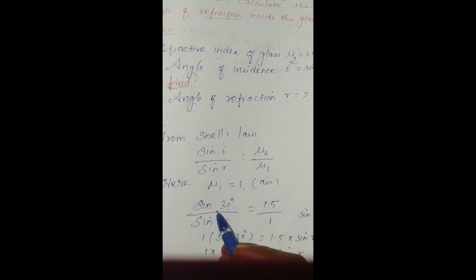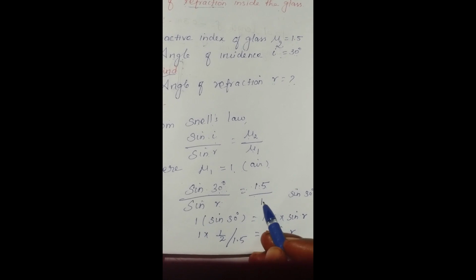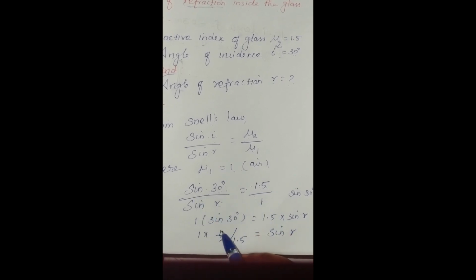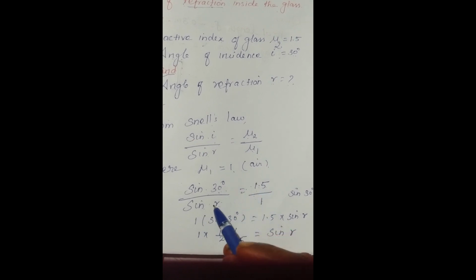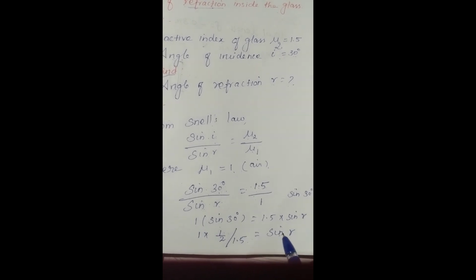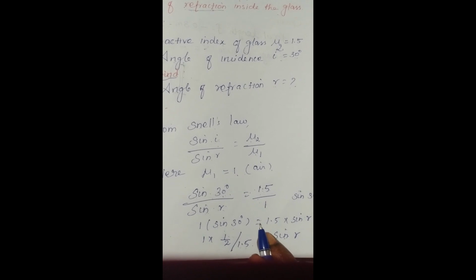Okay, 1 into sin 30 degree is equal to 1.5 into sin R. Sin 30 degree value is 1 by 2. Now we have to substitute this: 1 into 1 by 2, and we are going to find sin R, isn't it? So take sin R that side, and 1.5 will come in the denominator. So 1 into 1 by 2 divided by 1.5 is equal to sin R. Otherwise we can write sin R is equal to 1 into 1 by 2 divided by 1.5.